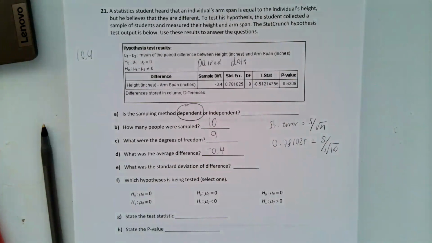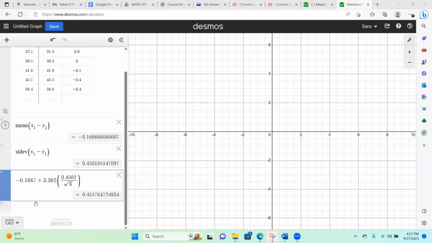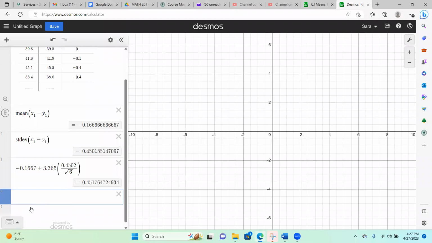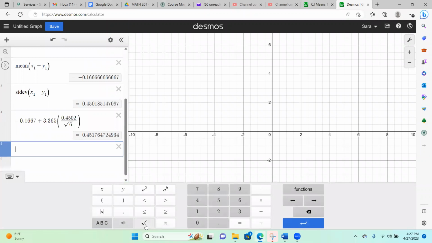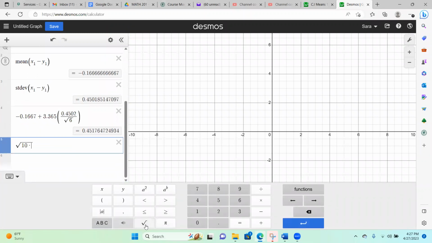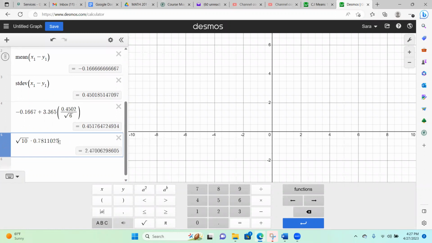So let's go to Desmos and do that. So if we say the square root of 10 multiplied by, make sure you're multiplying outside of the square root there, multiplied by 0.781025. Then we can find out our sample standard deviation was 2.4698.